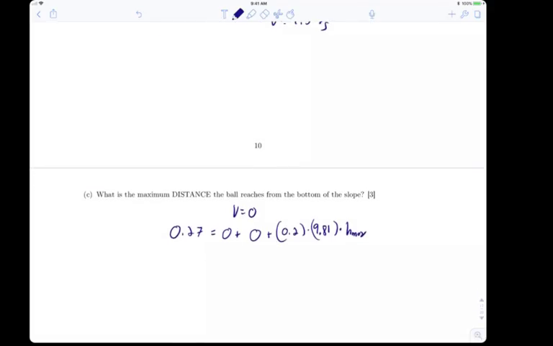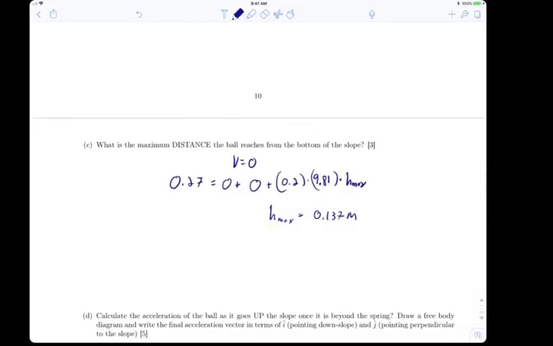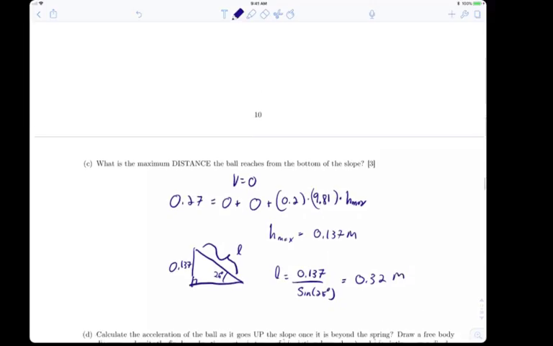The maximum height is 0.137 meters. But keep in mind that that is on a triangle, 25 degrees, 0.137. This is the quantity we're asking about. Divided by sine of 25, that's 0.32 meters, so 32 centimeters.